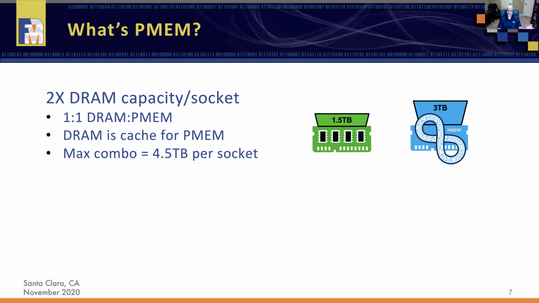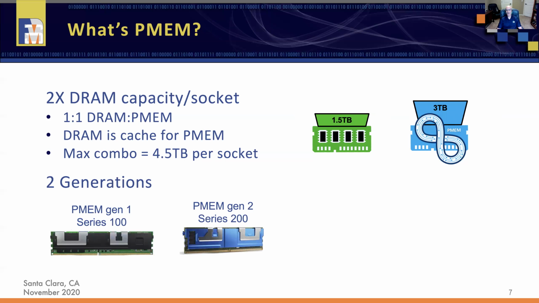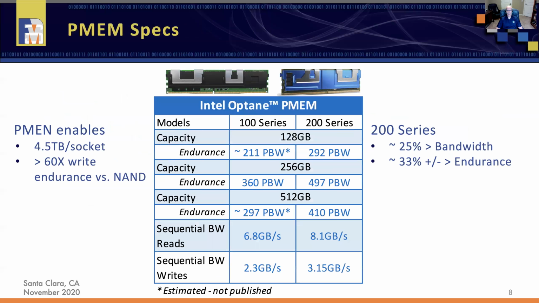1.5 terabytes of DRAM and 3 terabytes of PMEM per each Intel socket. There are 2 generations of PMEM, the series 100 and the series 200, kind of easy to understand. If you look at their specs, in reality, the 200 series adds roughly about 25% more bandwidth per PMEM and roughly 33% more endurance, plus or minus, than the 100 series. And they come in 128 gigabyte, 256 gigabyte, and 512 gigabyte. There's no difference in capacities.